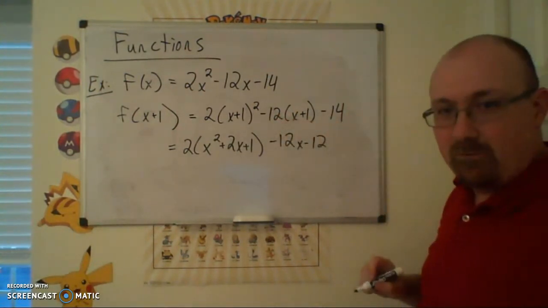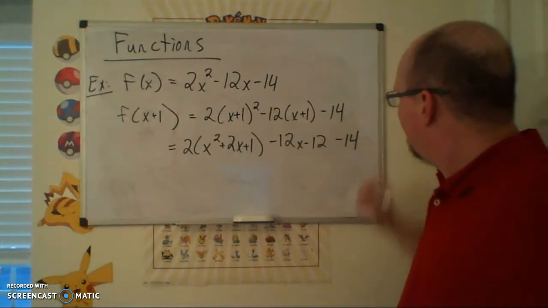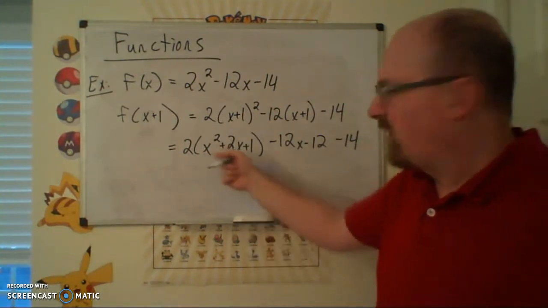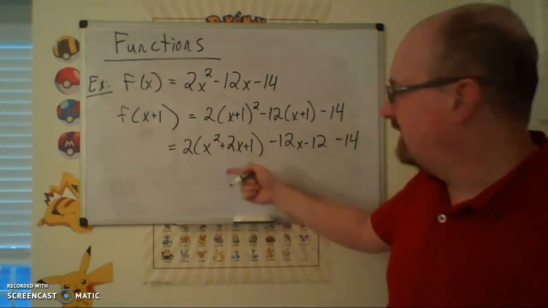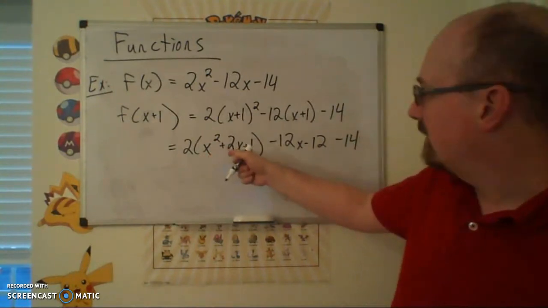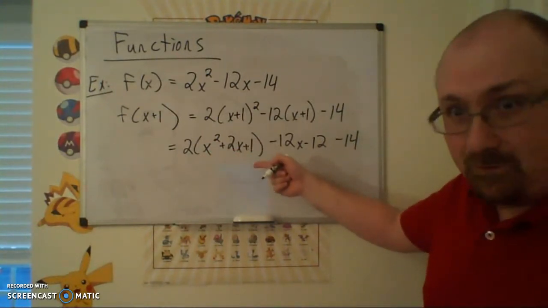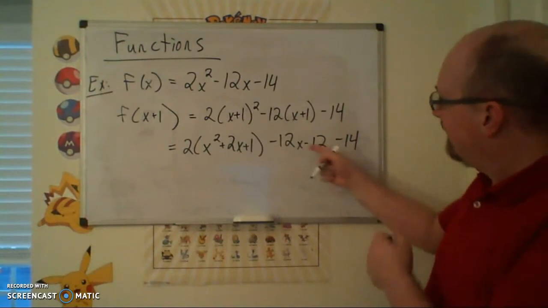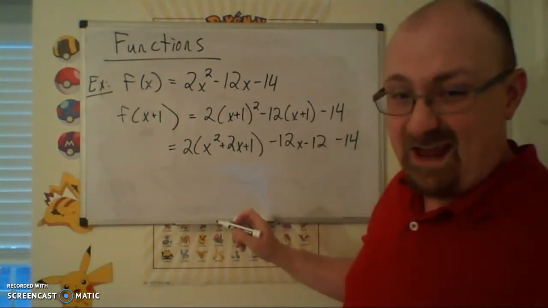Distribute the negative 12 across there. So I should have gone ahead and distributed the 2 at this point, but you could take care of that. 2x squared plus 4x plus 2, right? So distribute the negative 12. Negative 14 is still just kind of hanging around in the back.